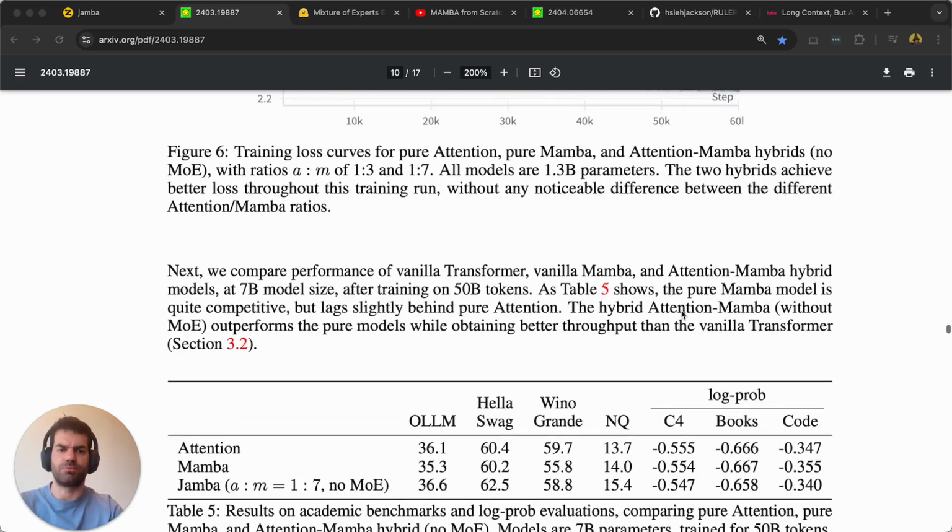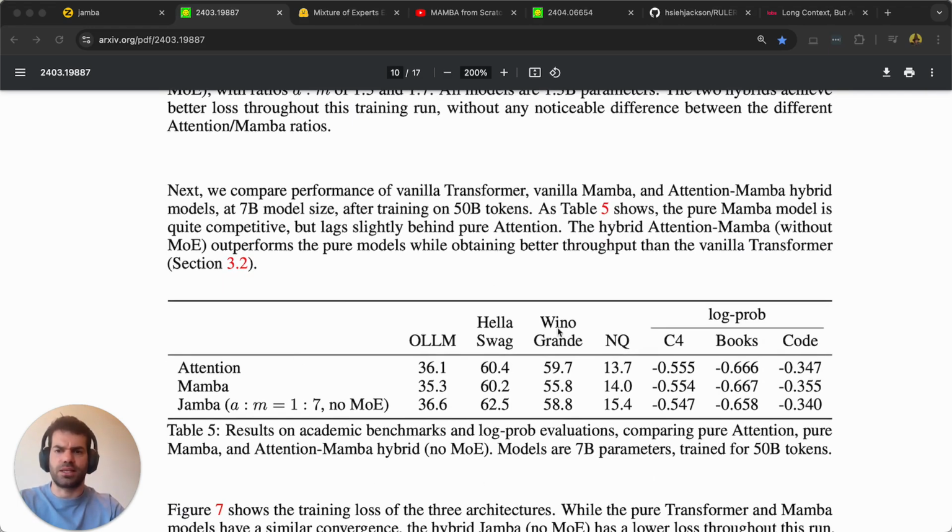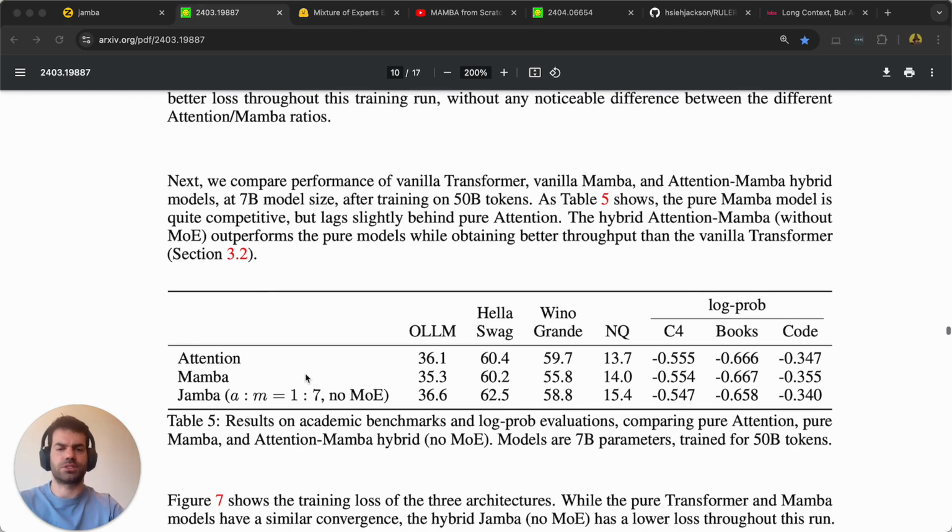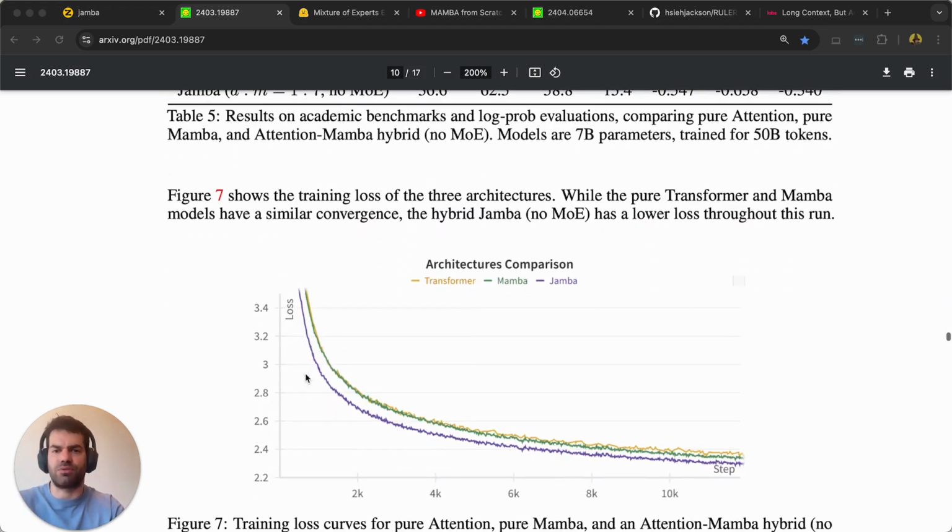So also better. And again, you can see here the vanilla transformer, vanilla Mamba, and attention-Mamba hybrid models, 7B. And again, you can see here that it works, right? Now the model is larger than what we had before, and really it provides better results. So with this in mind, they went to really train everything. Again, you can see here the loss, and really here the purple really stands out.